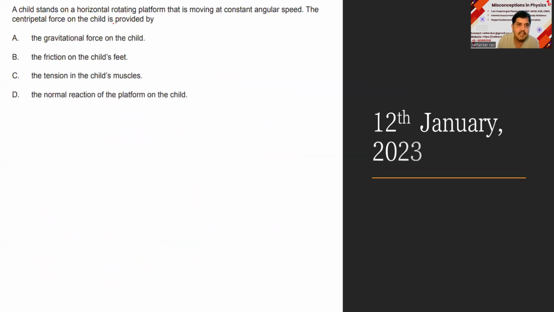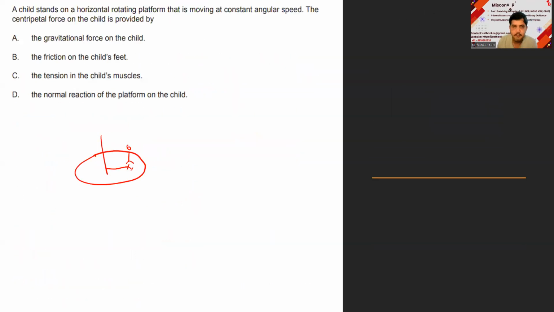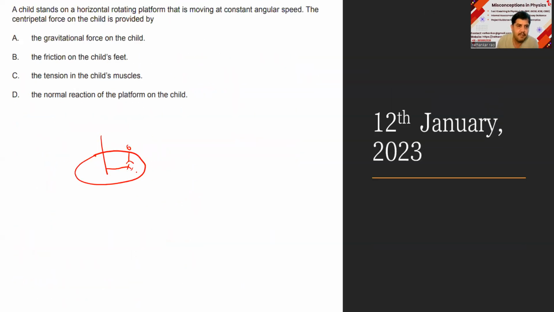A child stands on a horizontal rotating platform that is moving at a constant angular speed. The centripetal force on the child is provided by what? Where is the centripetal force acting? When the child is standing over here, there are only two forces if the platform is not rotating: one is the normal force, the other is mg.